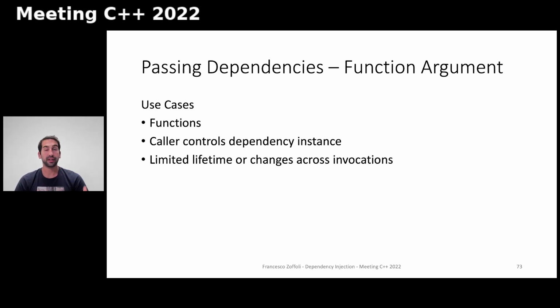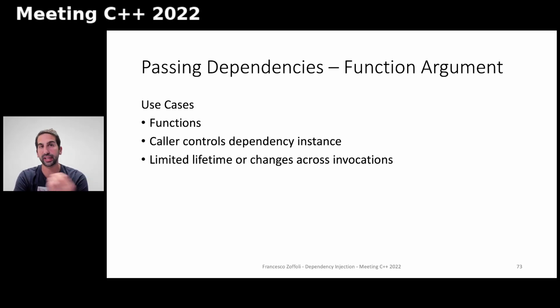And the other reason to pass a dependency as a function argument is when the caller of the function needs to control the dependency instance. For example, this instance might change every time we call the function. Another reason is a limited lifetime for the dependency. We cannot pass it in a constructor because the lifetime of this dependency is shorter than the class that needs it. So instead we pass it in the function.